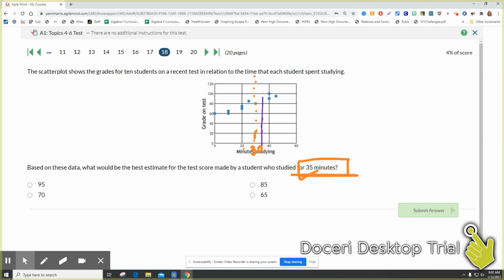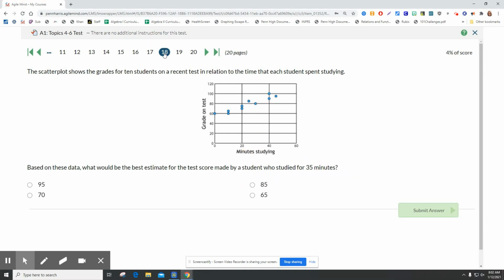So then if I took that straight over to the side, we have a couple options. It looks like it would fall right in the middle of 80 and 90, okay? Now this one's kind of difficult. I would probably say that it would be an 85. I think it's closer to 80 than it is to 100. So I'm going to go with 85 on this problem.